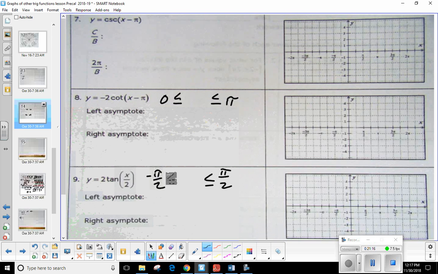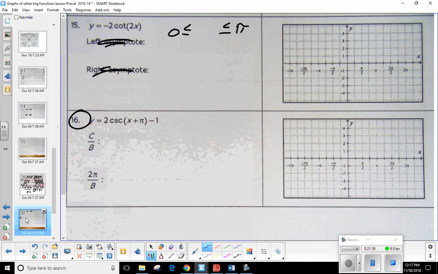Okay, so remember, sine, cosecant, and secant will all start between 0 and 2 pi. If we're trying to graph cotangent, we're going to go 0 and pi on the compound inequality. If we're going to graph tangent, then it's going to be negative pi over 2 to pi over 2. All right. And which one were we graphing? Number, was it 15? Okay, we're doing 15.